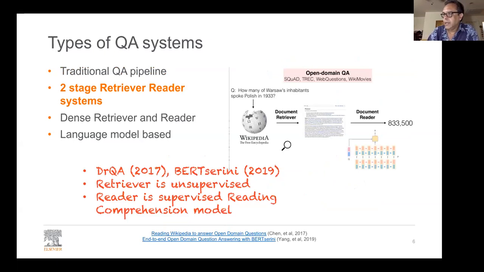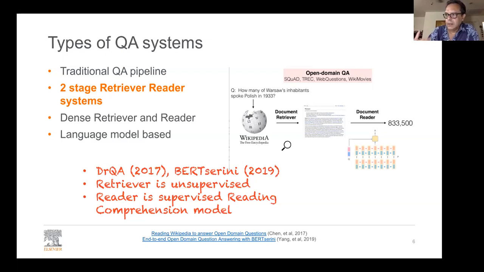The second major type is the two-step retriever-reader system. The BERTSerini system is an example of this type. The other popular example is DrQA. And DrQA is kind of iconic because that is the first of this genre of systems, that is almost the first one. So everybody kind of looks at that.